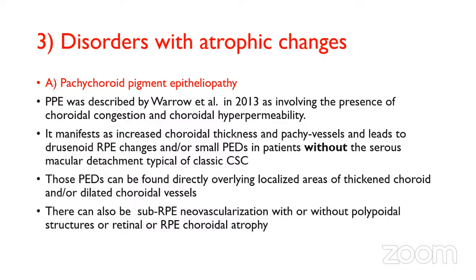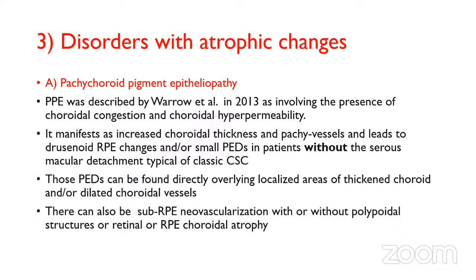Then the third category is disorders with atrophic changes. So here there is pachychoroid pigment epitheliopathy. It was first described by Warrow as involving the presence of choroidal congestion and choroidal hyperpermeability. It manifests as increased choroidal thickness and pachyvessels, leading to drusen-like RPE changes and or small PEDs in patients without serous macular detachment, typical of classic CSCR. So there is no serous macular detachment, but there are drusen-like RPE changes and or small PEDs.